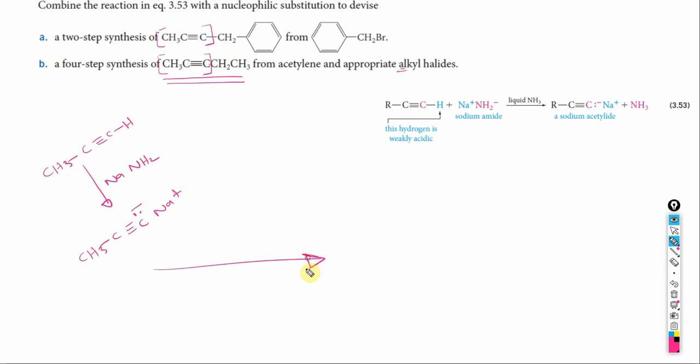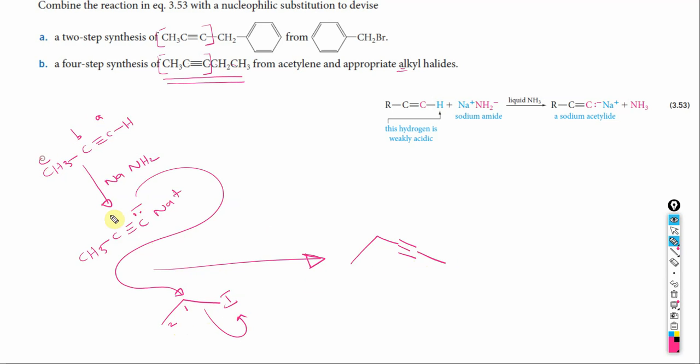Now react this with the 2 carbon iodoethane, and therefore it's going to donate electrons to that carbon, so the iodine leaves, and you end up getting that. So this is 1, 2, this is A, B and C, and that is 1 and 2. That's how you take advantage of the acetylide formation reaction to attach different carbons to a leaving group containing molecule.